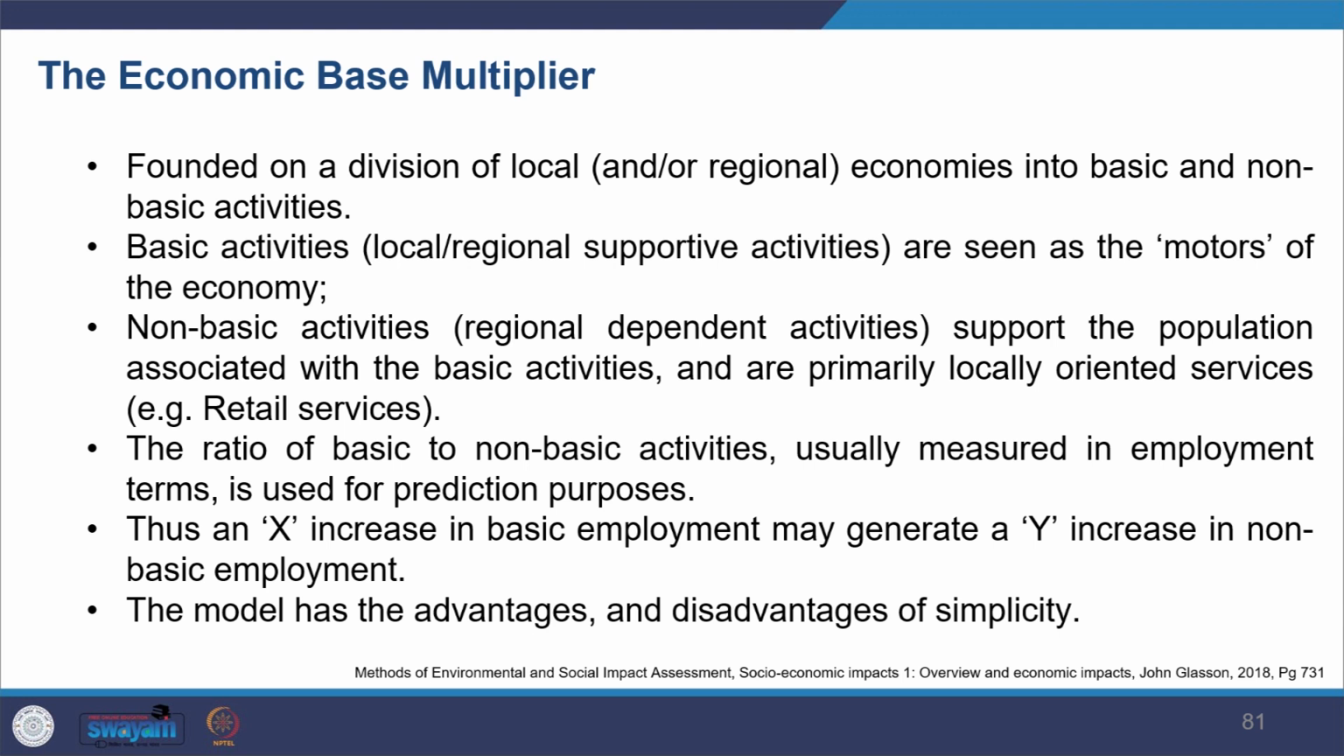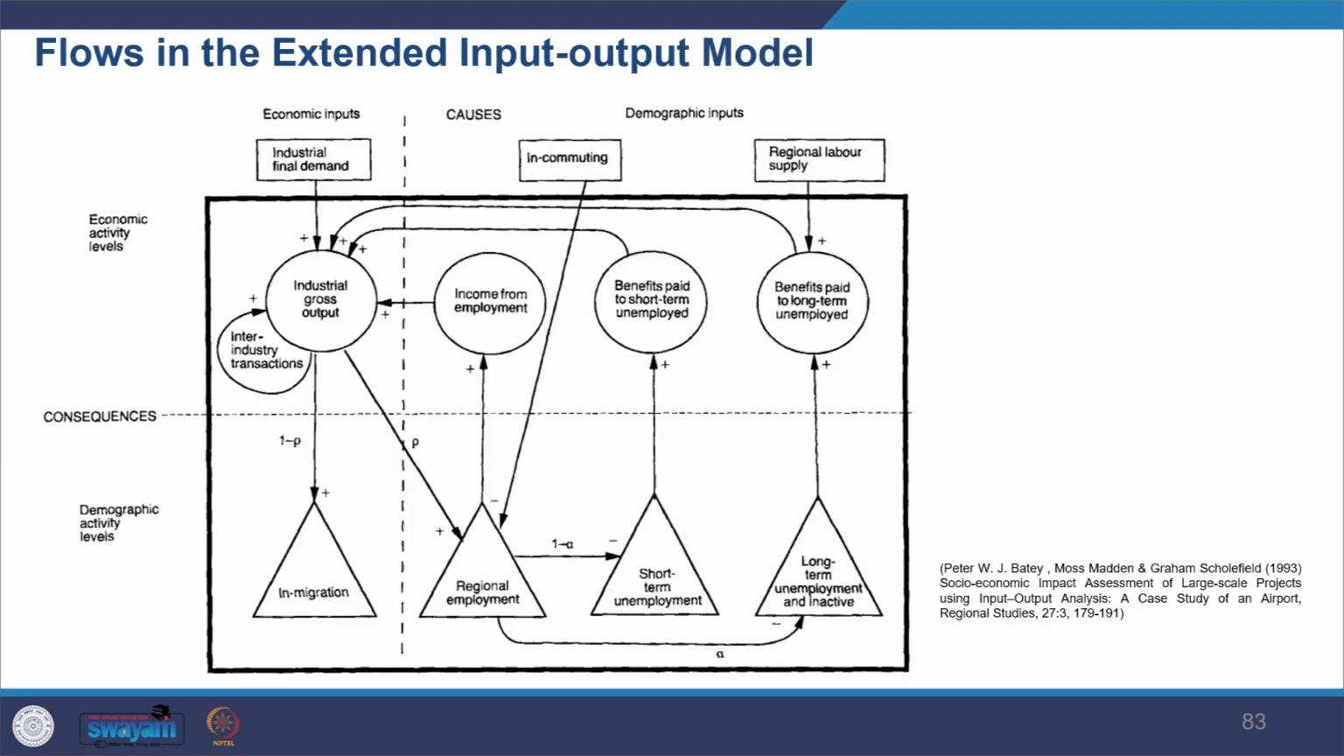So then you see that if there is a certain number of increase in the employment, then it will generate Y amount of non-basic employment. So this is the way it is calculated. You have a certain proportion which goes with it, and this model also has certain limitations and advantages. The other method is the input-output model. So the input-output table: in this you have a balancing matrix of financial transactions between industries or sectors.